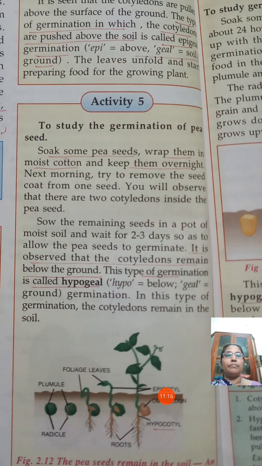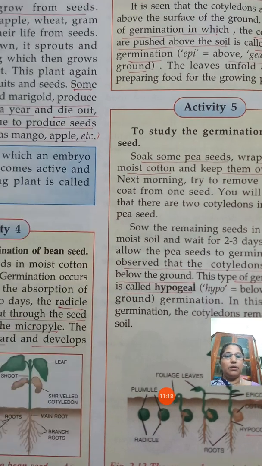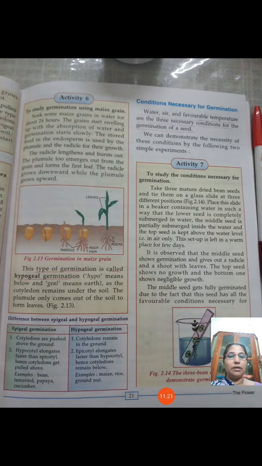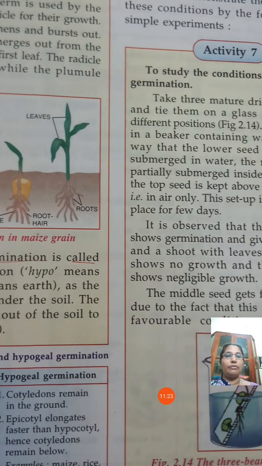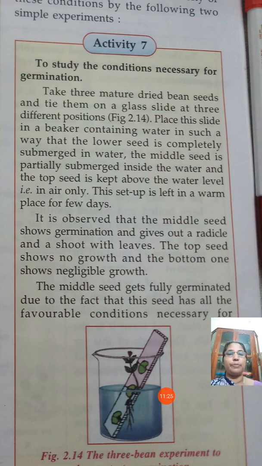Then another thing you have to learn is certain experiments. Here the three bean experiment, that is to demonstrate what are the conditions necessary for the germination of seeds.